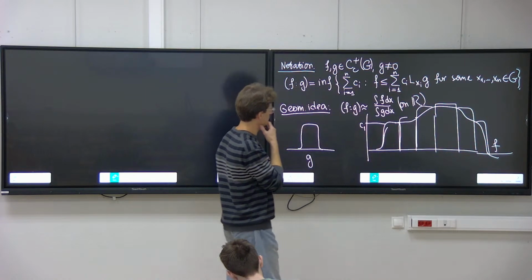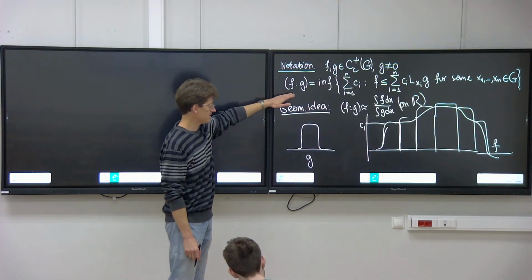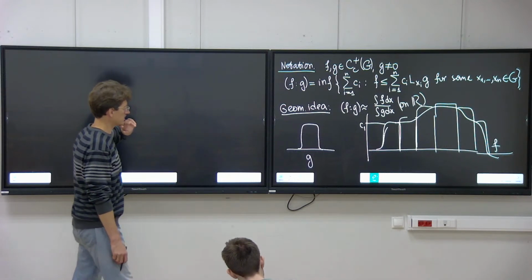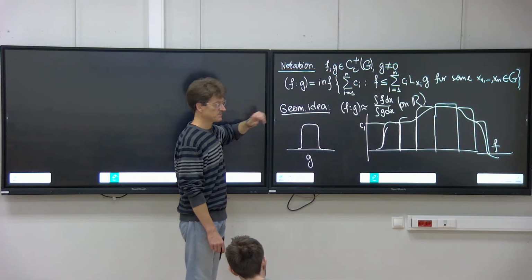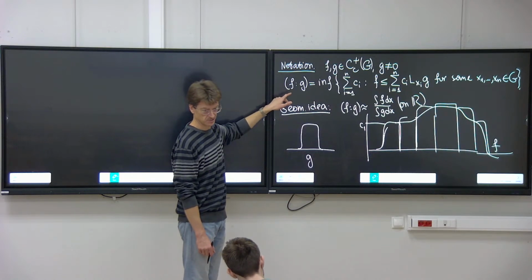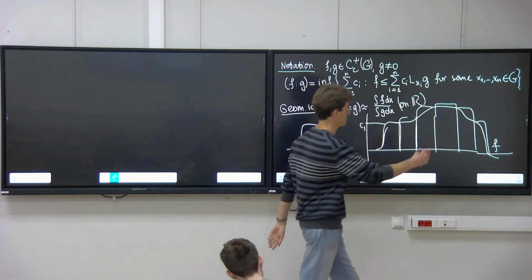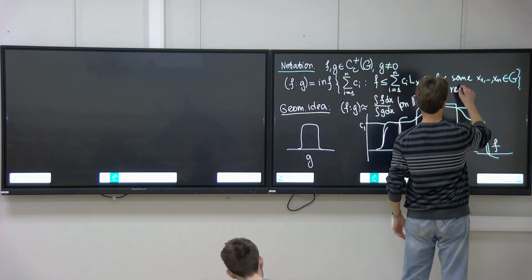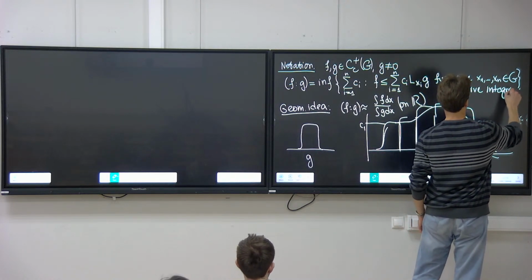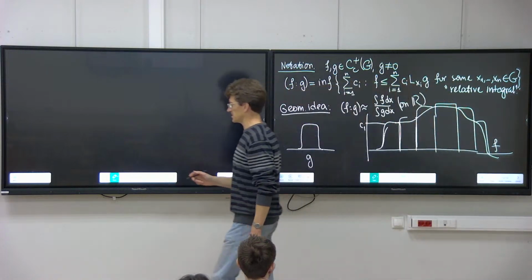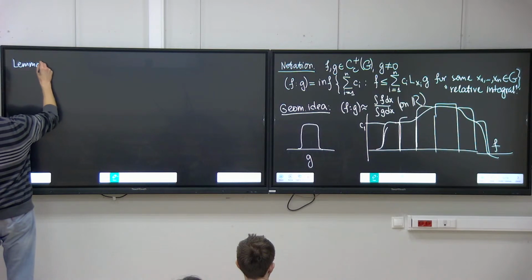Before we do it, let's look at some simple properties of this number. So perhaps it's a good idea to invent a name for this number. Let's call it a relative integral. A relative integral of f with respect to g. So let's look at some simple properties of the relative integral. This is lemma 2.